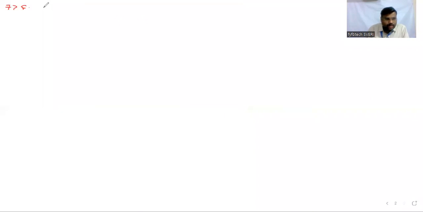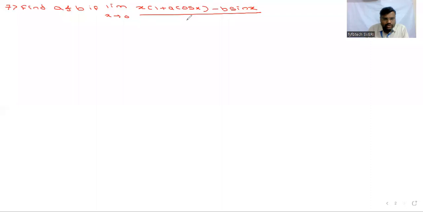Find a and b if limit x tends to 0 of (x times (1 + a cos x) − b sin x) divided by x cube is equal to 1.